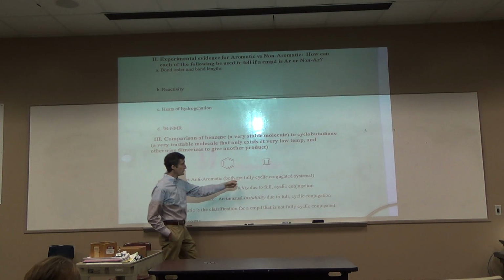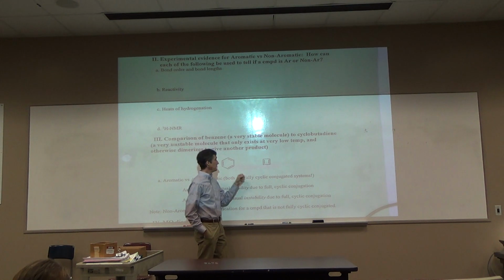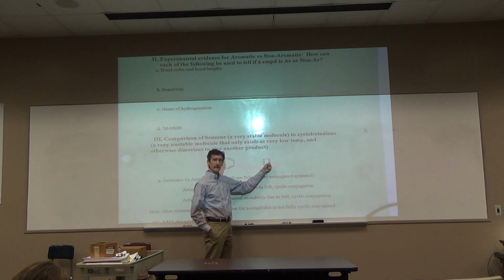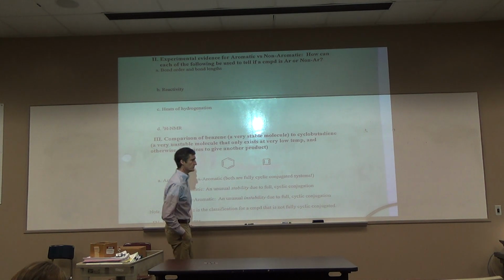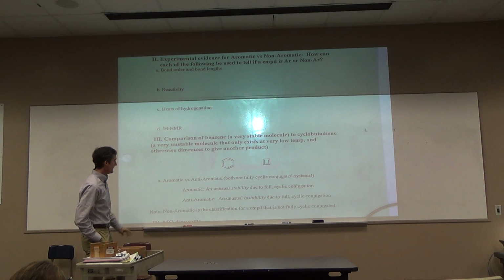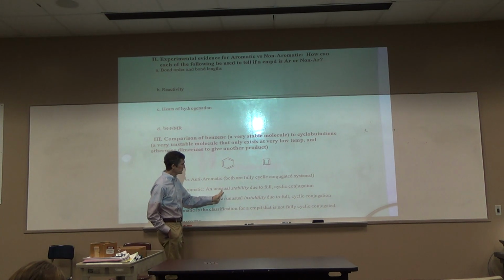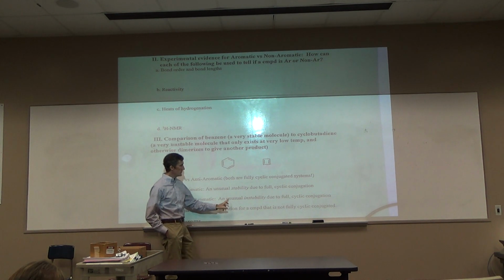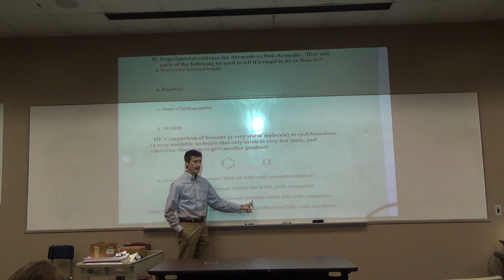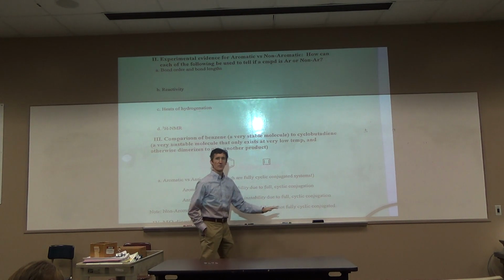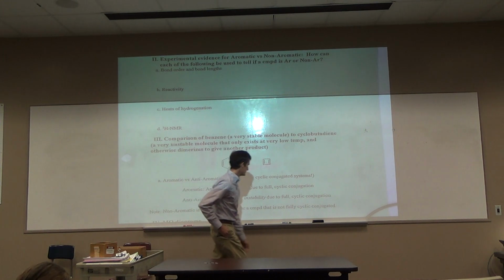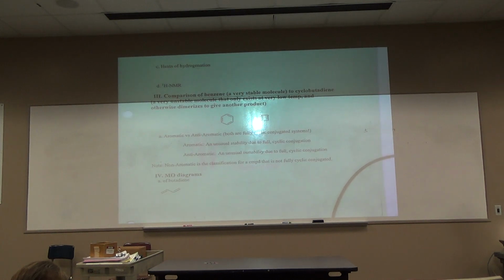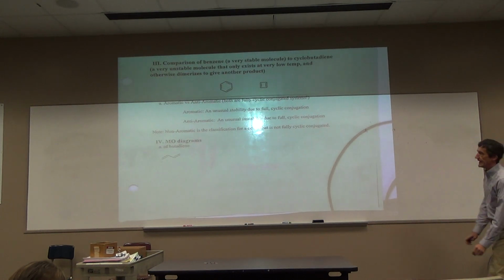Anti-aromatic. Now, both are fully conjugated systems. But why is this one so stable, yet this one is not? That's what we have to get to. And we can have our working definitions. Aromatic is an unusual stability due to full cyclic conjugation around the ring. Anti-aromatic is an unusual instability due to full cyclic conjugation around the ring. But why? And this will really get us looking deeper into aromaticity and, at the same time, anti-aromaticity.